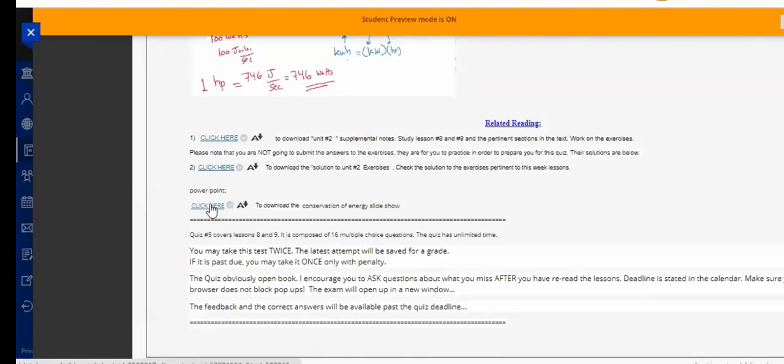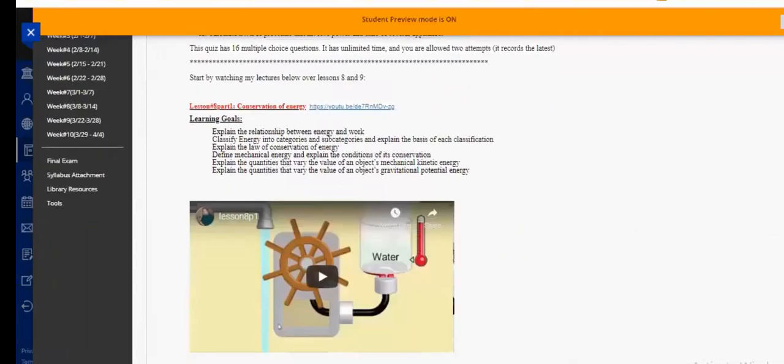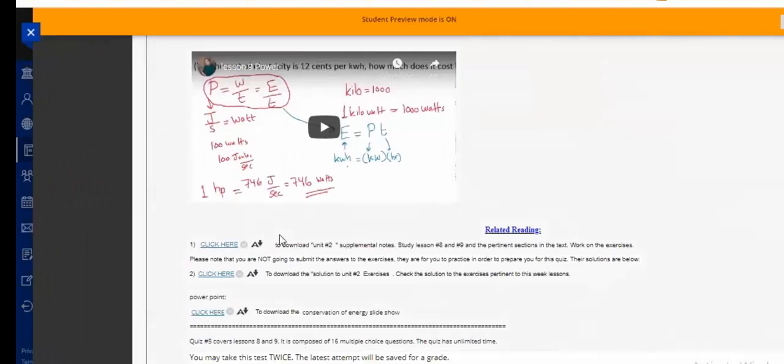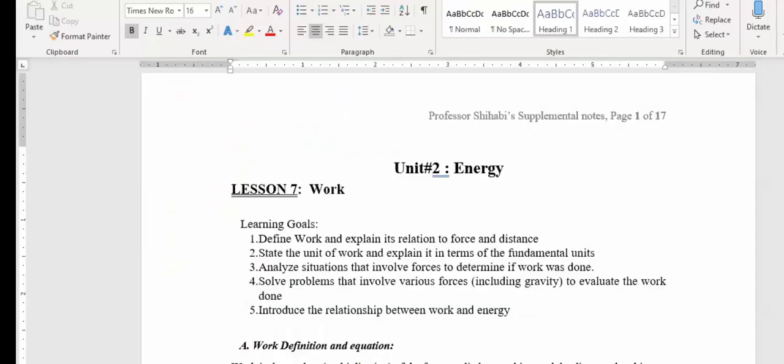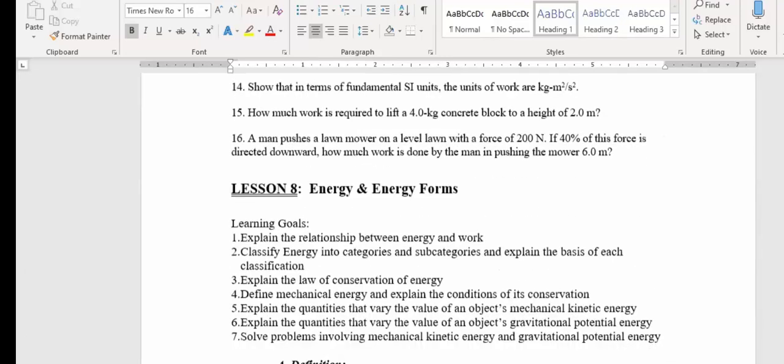And here I also have a PowerPoint regarding conservation of energy. Okay, we might go over it also if we have time. So let's start with the notes here. If you click here on the notes, it will download unit number 2, and from there you can slide down to lesson number 8. We'll start with lesson number 8. So that's unit number 2 here. You'll slide down. Last time we covered lesson number 7. So now we're starting with lesson number 8.